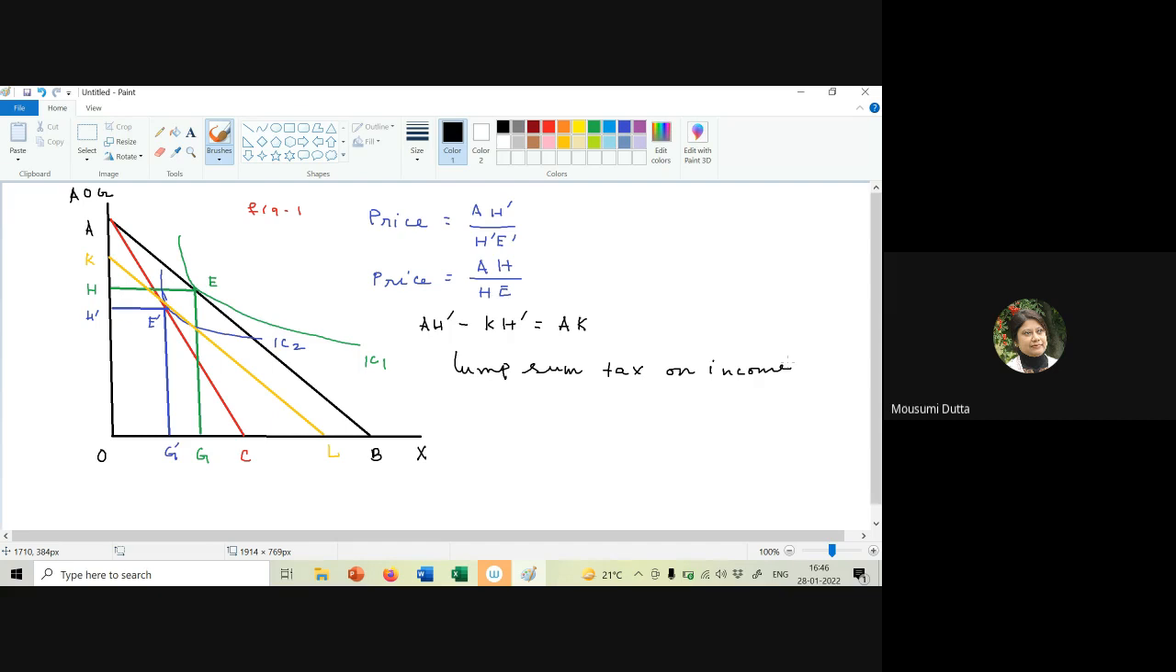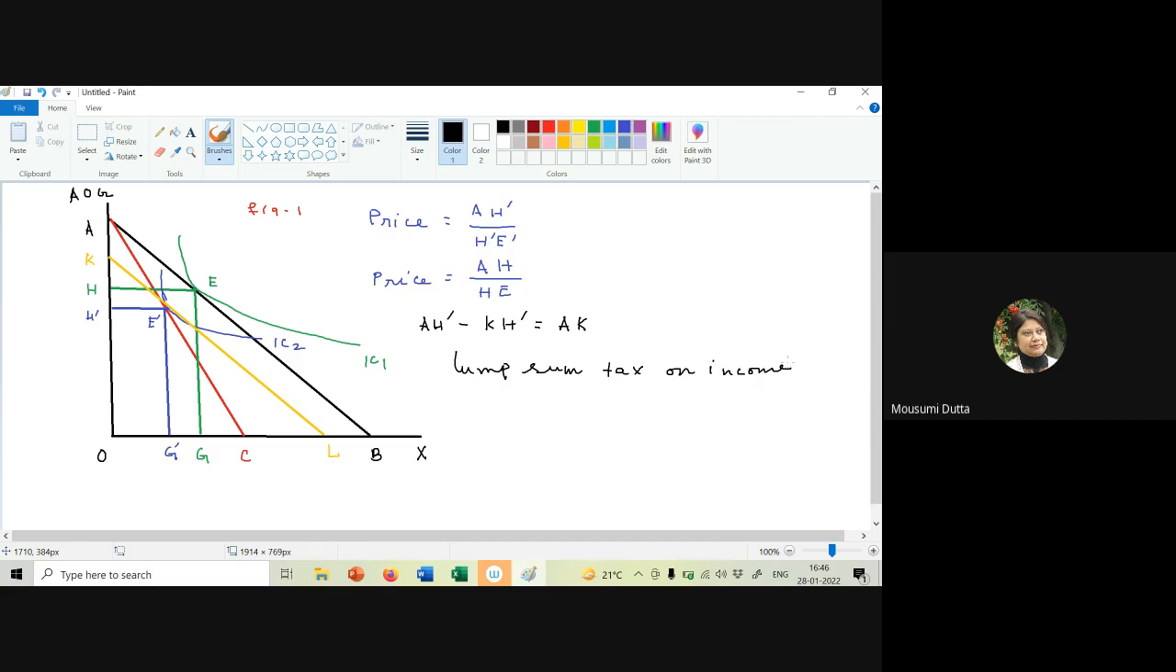So if this is the position, the question is, in that case, will consumers be better off or worse off? If this kind of commodity taxation is replaced by a lump sum tax on income, that is, everybody's income is falling by a certain amount AK, in that case, will the benefit increase or not? That is the question.